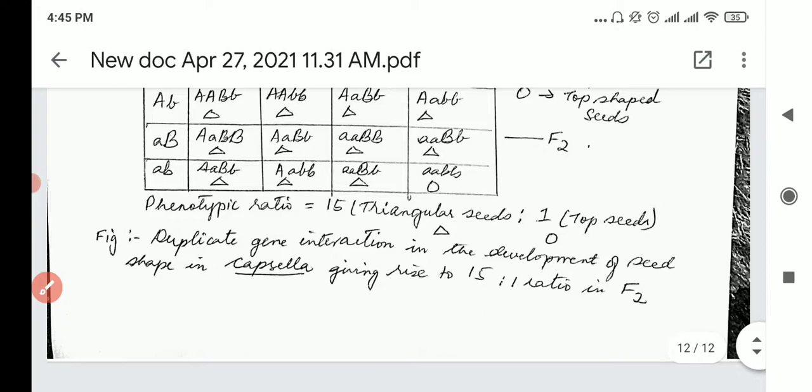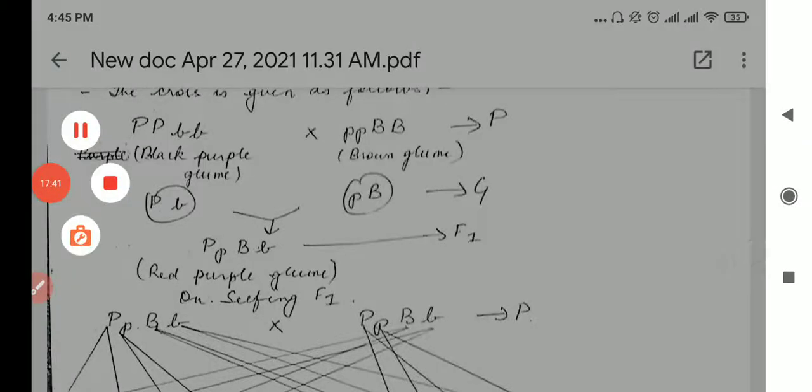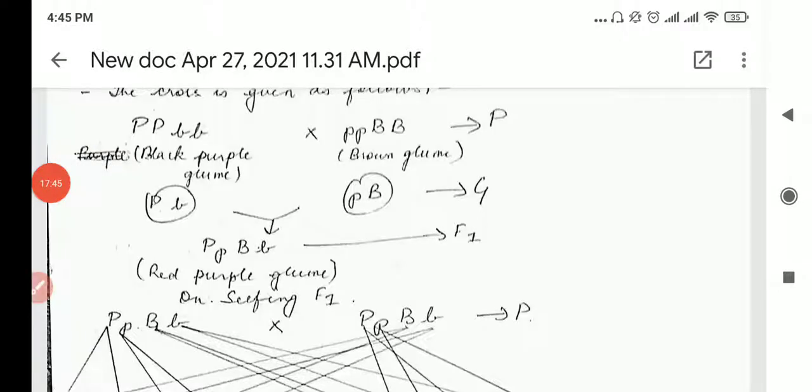To understand this, you will have to do the crosses, and since I've written the notes as simply as I can, if you practice just these notes and the crosses, I think you will understand.